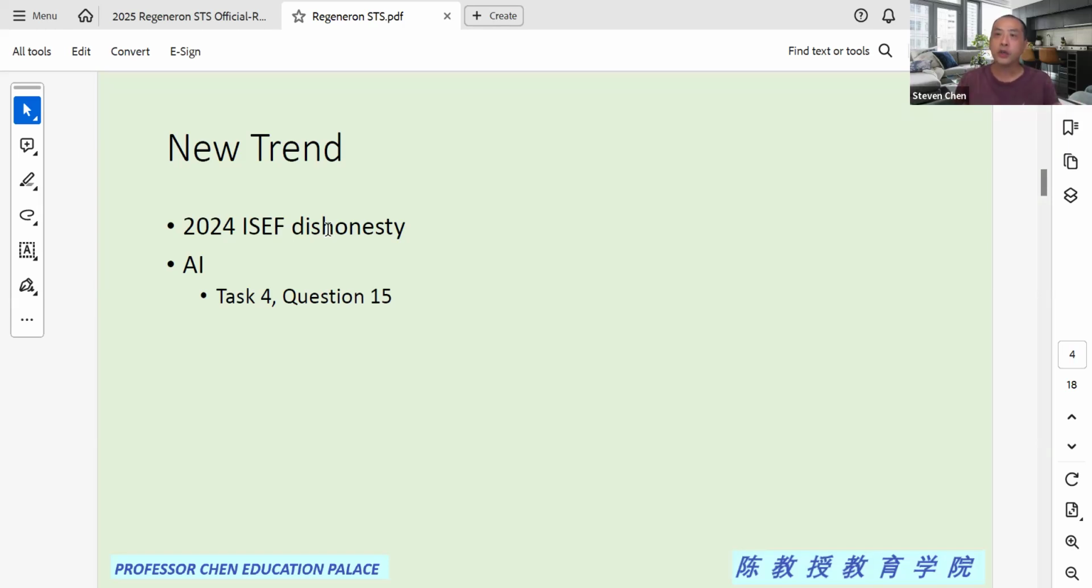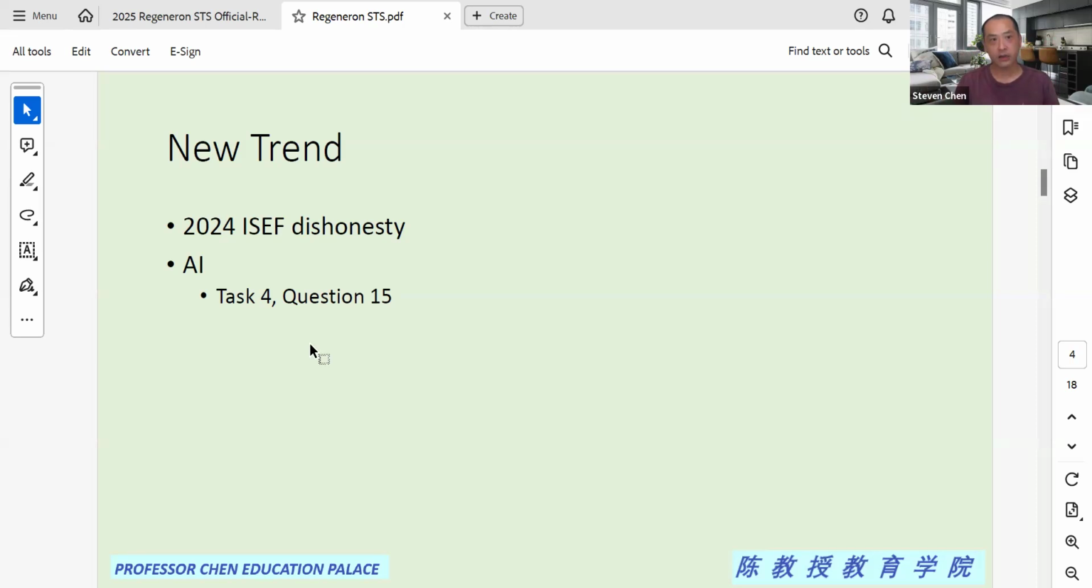But you need to know the boundary. What kind of things could you seek help from AI? What kind of things are prohibited? Okay. And actually, for this application, you look at task 4, question 15. So it explicitly asks you to explain to what extent you use the AI. So when you use AI in your application, first, you need to disclose it. And second, you need to know the clear boundary of what kind of task AI helps you to do. Let me give you some extreme cases.